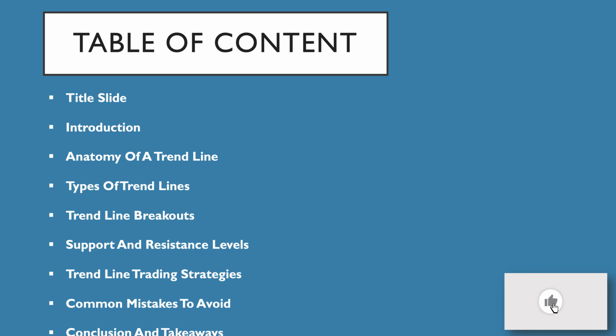In the table of contents for today, we're going to go through the introduction of trend lines, anatomy of a trend line, types of trend lines, trend line breakouts, support and resistance levels in trend lines, trend line trading strategies, the common mistakes to avoid in trend line trading, and finally the conclusion.